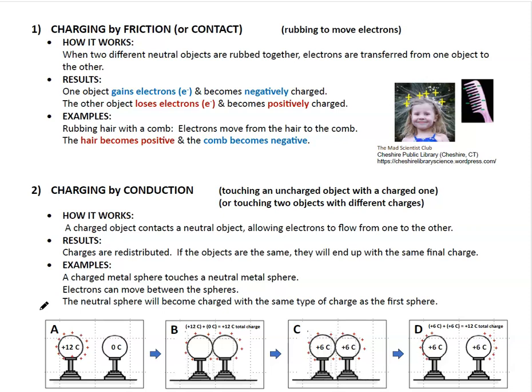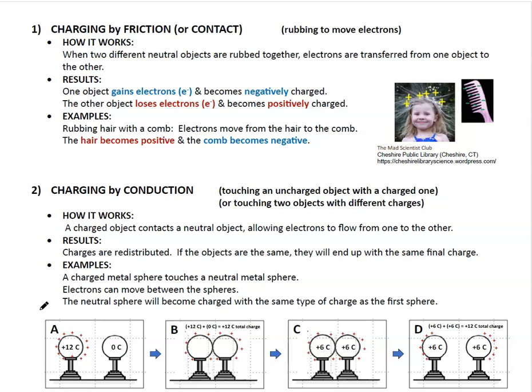And when that happens, one of those two materials prefers to have the electrons more than the other, so the electrons will literally jump from one object to the other. The object that gains electrons will become negatively charged. The object that loses the electrons will become positively charged. And shown in this picture is a little girl here. She's had her hair rubbed with a comb, and the comb becomes negatively charged because the comb literally steals electrons from her hair.